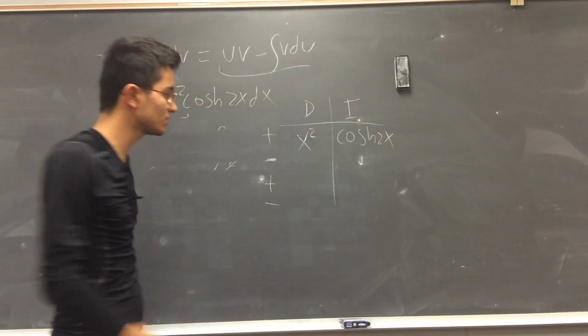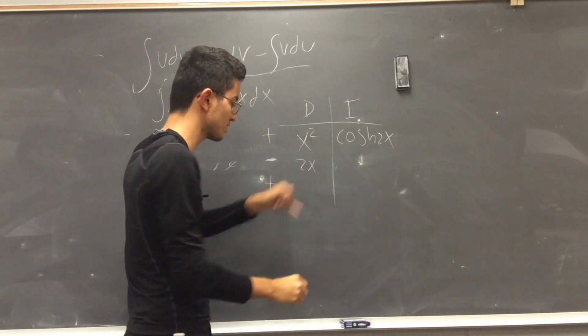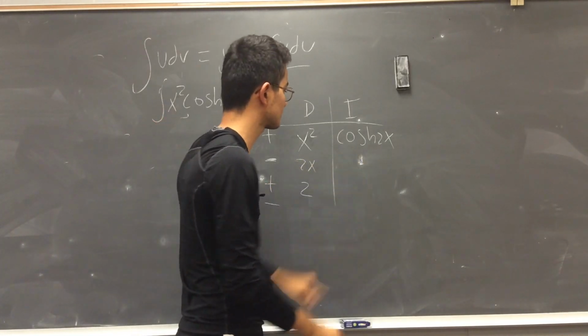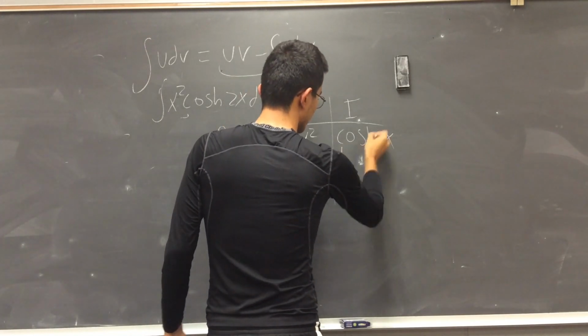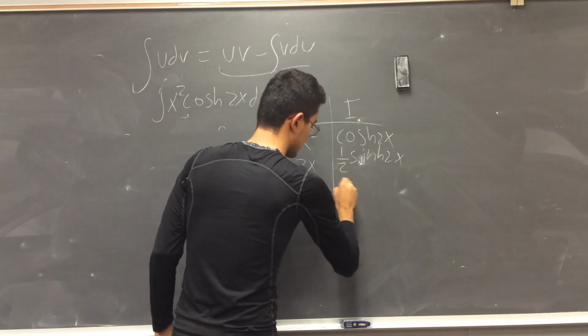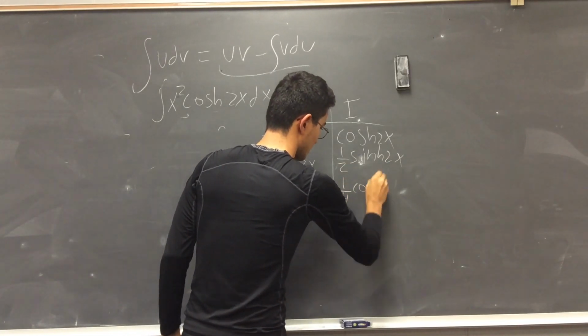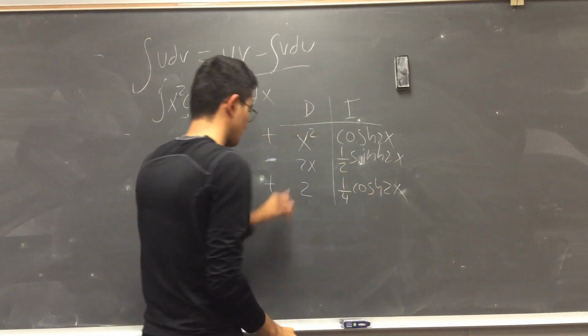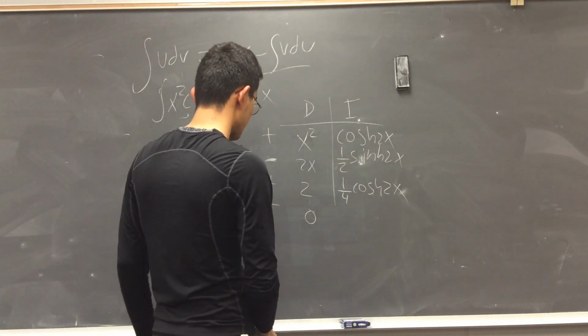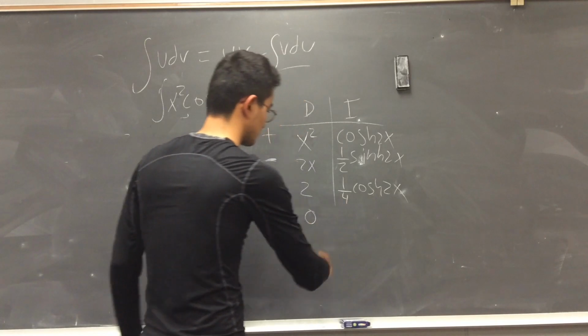Now when we differentiate, we get 2x. When we differentiate again, we get 2, right? And then when we integrate this, you get a half sin 2x. If we integrate this again, it's a fourth cos 2x. Oh, we have to differentiate this once more. It's going to be 0, okay? And then let's integrate this once again.